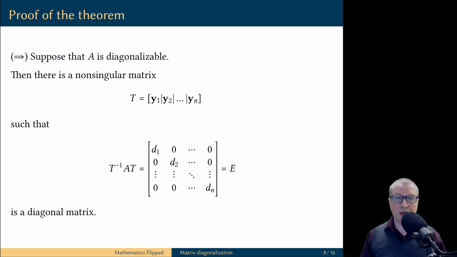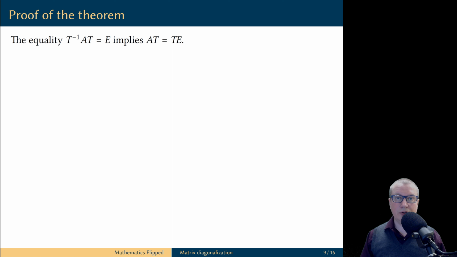Let's label the columns of the matrix T by y1, y2 up to yn, and the entries on the diagonal of the matrix E are d1, d2 up to dn. We are going to follow a similar computational approach as in the proof of the other implication. Given that T inverse AT is equal to E, this is equivalent to saying that A times T is equal to T times E. We can get to this equality if we multiply both sides of the previous equation on the left by the matrix T.